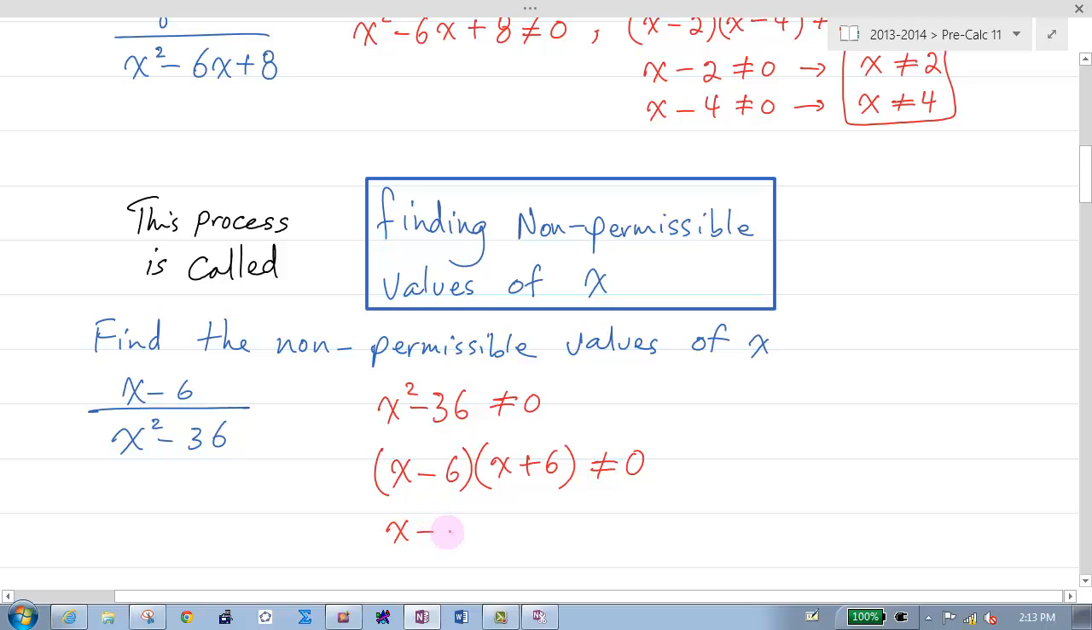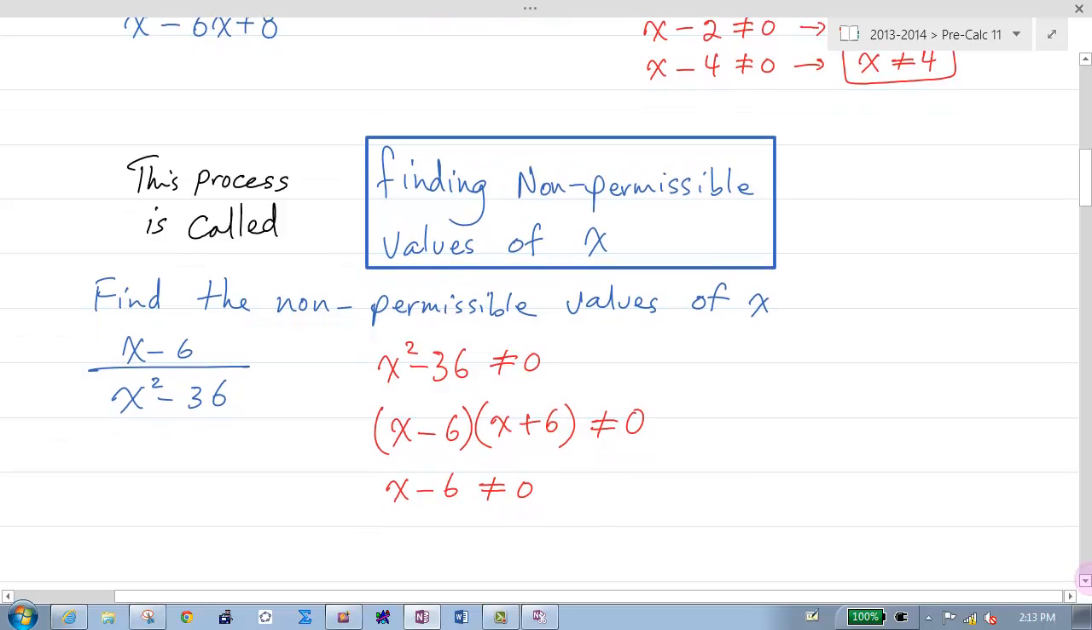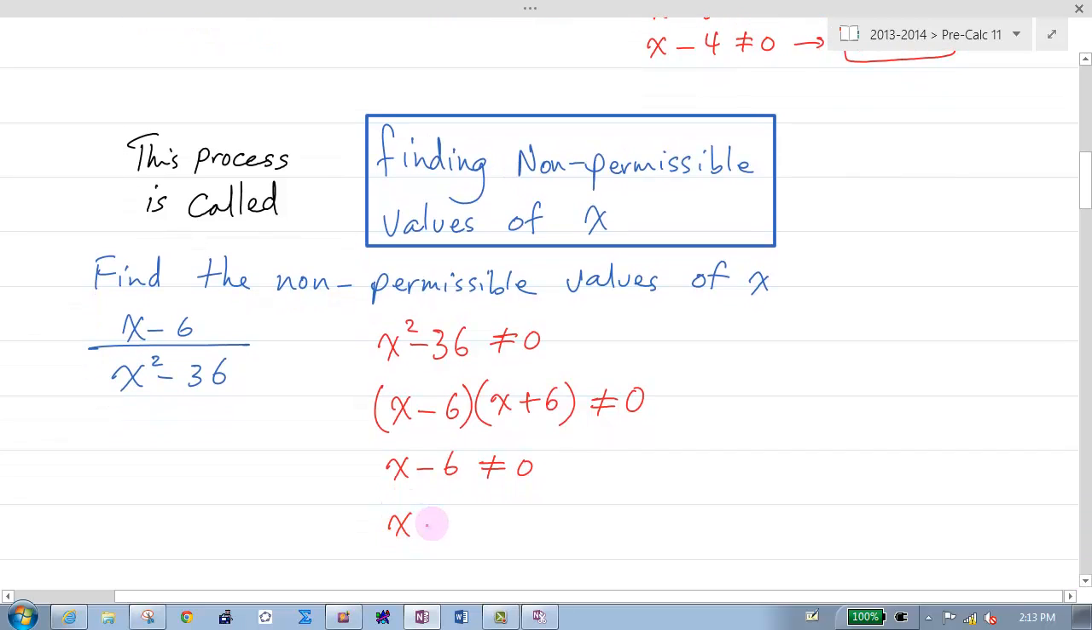Each factor, therefore, cannot be equal to 0. I'm going to solve it just like any old equation. So x minus 6 cannot be equal to 0 and x plus 6 cannot be equal to 0. From each one, I will conclude that x cannot be equal to 6 and x cannot be equal to negative 6.